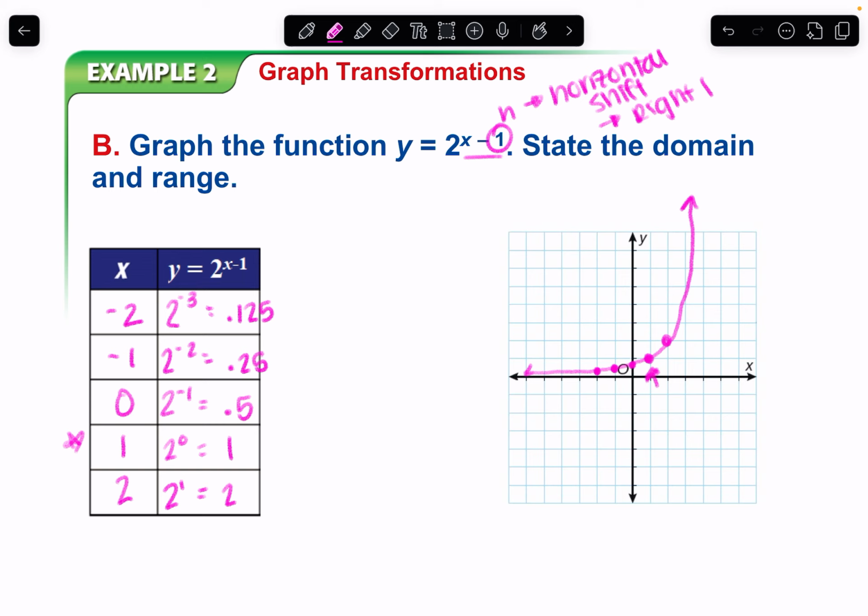Your domain on 99% of these is going to be the same. It's -infinity to positive infinity. It's going to touch everything on the x-axis. And then your range, the lowest your graph goes is 0. And then the highest your graph is going to go is to positive infinity. So your answer is your graph and the stating domain and range.